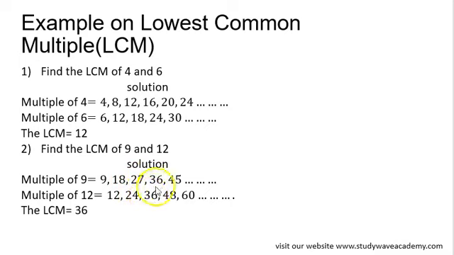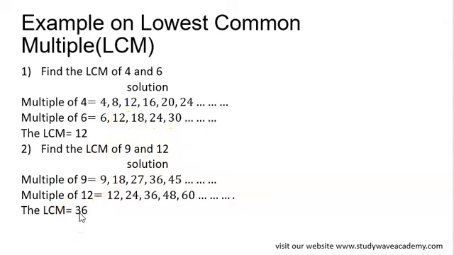So these two numbers, 36 and 36 in 9 and 12, they are common, right? They are common in both numbers. So it's the lowest common multiple. If there are other numbers, you see that there are other common multiples, but we are looking for the lowest, and the lowest here is 36. Okay, so the lowest common multiple of 9 and 12 is what? 36. I hope we understand.